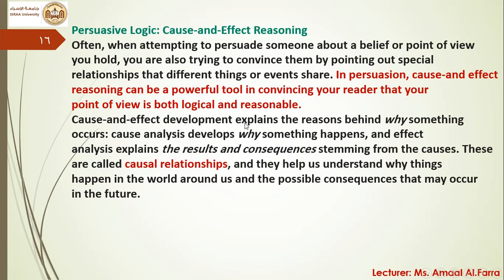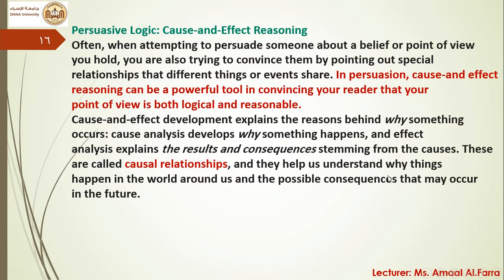Cause and effect development explains the reasons behind why something occurs. So they answer the question why. Cause analysis develops why something happens, and effect analysis explains the results and consequences stemming from the causes. Effect is the result of the cause. This is why, and this is the effect or the consequence, which is stemming from the cause. They are called what? Cause and effect. It is called a causal relationship. Okay? Cause and effect relationship is called a causal relationship.